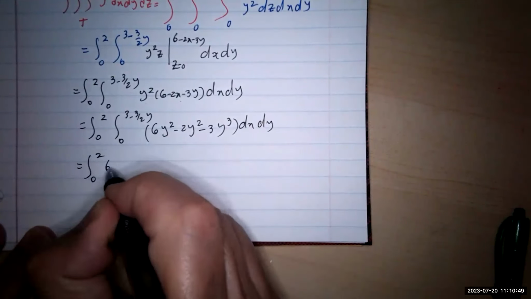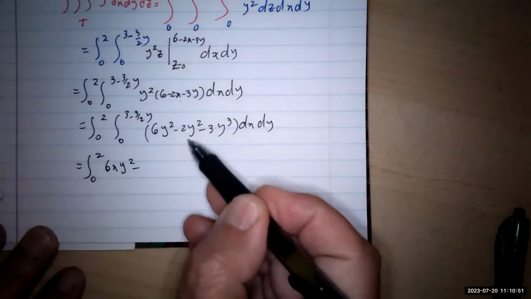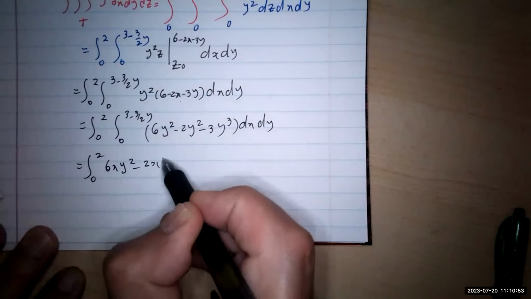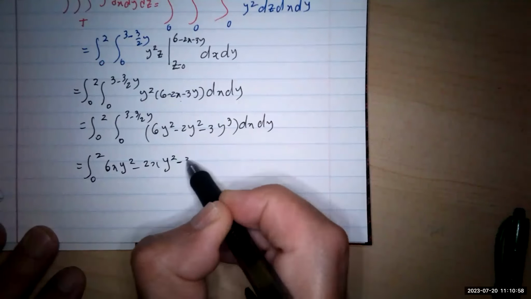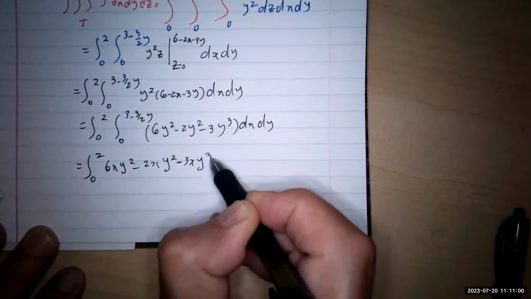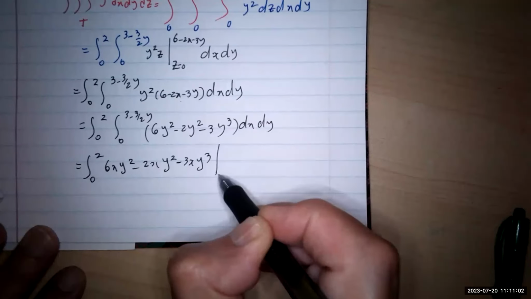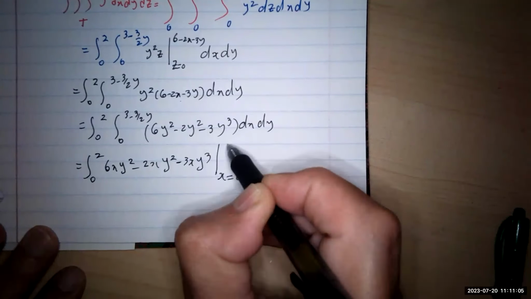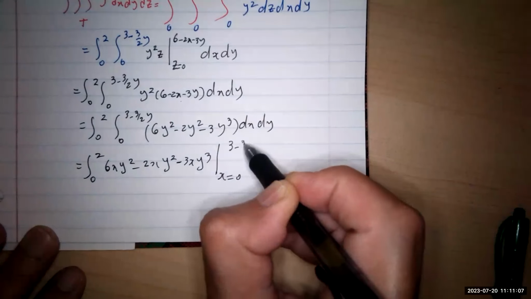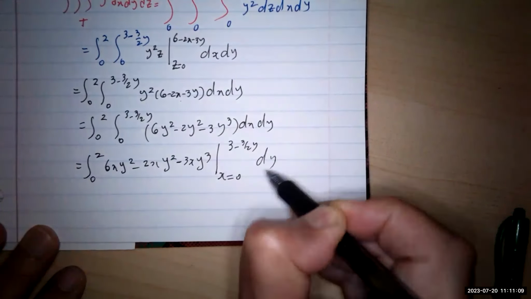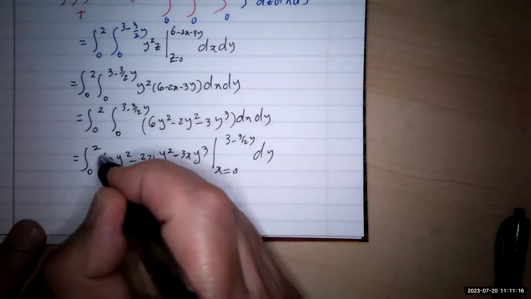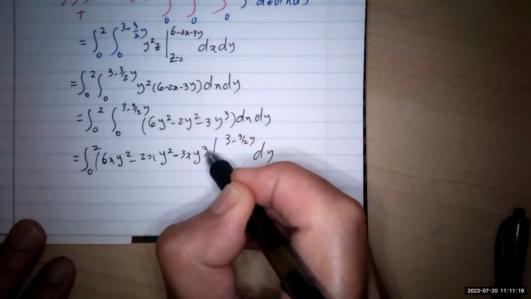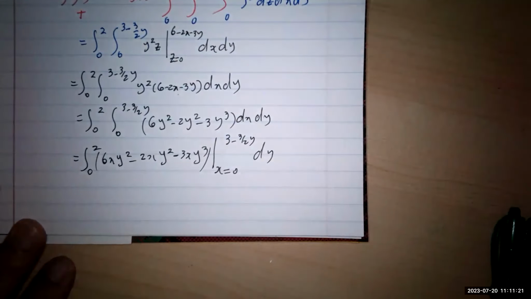So that gives 6xy squared, minus 2xy squared, and this would be minus 3xy cubed. Then you go from x equal to 0 to x equal to 3 minus 3 half y, and then you integrate in y at the end. So that's the advantage of switching your method. And the rest are going to be easy to handle.